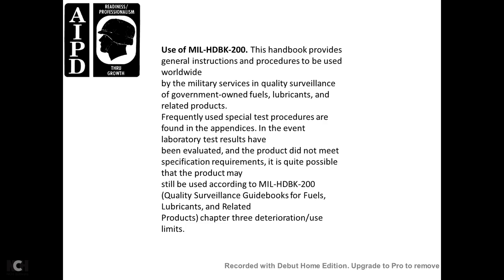Using Military Handbook 200, the handbook provides general instruction for products to be used worldwide. The military service quality surveillance covers government-owned fuel and lubricants-related products. Frequently used special test procedures are found in the appendices. In the event laboratory test results show the product didn't meet the specification requirements, it's quite possible that the product may still be usable, according to Military Handbook 200, the quality surveillance guidelines on fuels and lubricants related products.